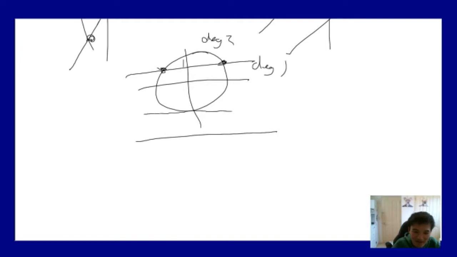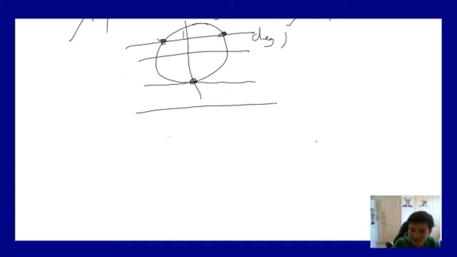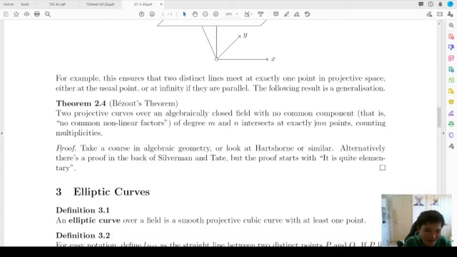If it was a tangent, then at this point here, this would be an intersection of multiplicity 2, just by considering limits or something like that, or however you want to define multiplicity. So again, if you are interested in looking at more of this, take a look at Hartshorne or Silverman and Tate, or any of your favorite algebraic geometry or number theory textbooks. There will be a proof of the theorem in there. I'm not going to prove it unless someone wants me to prove it in a later session.